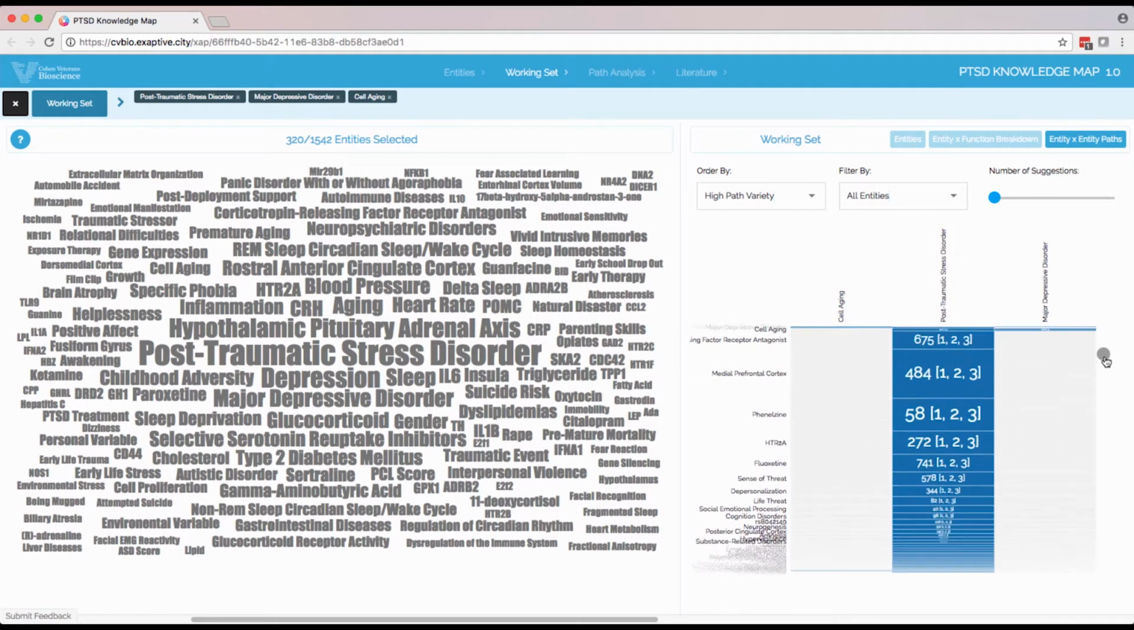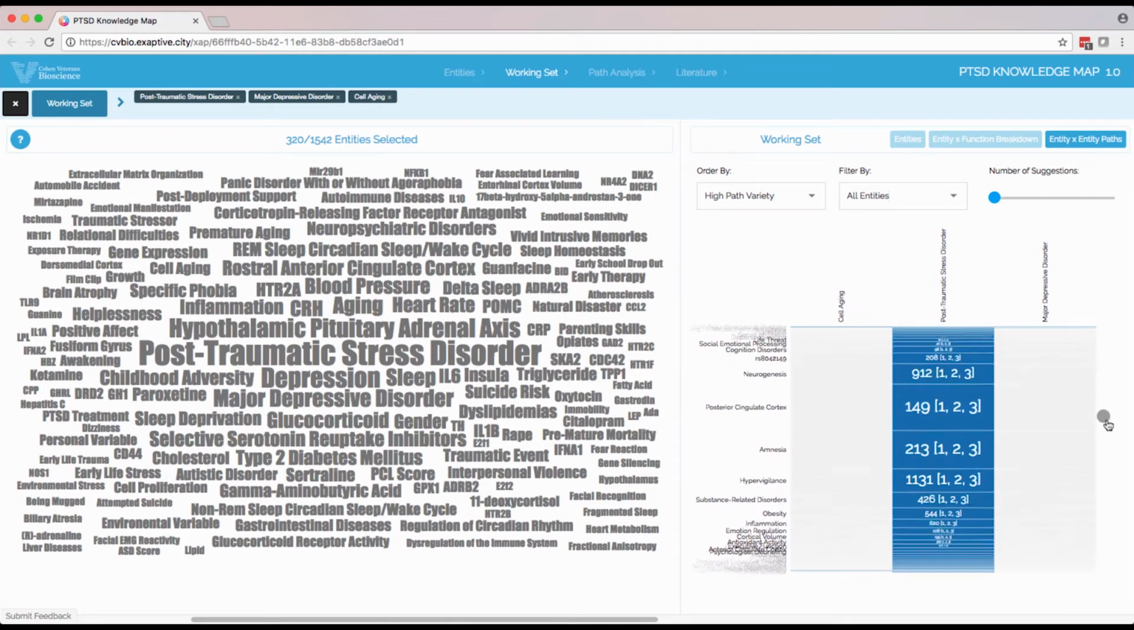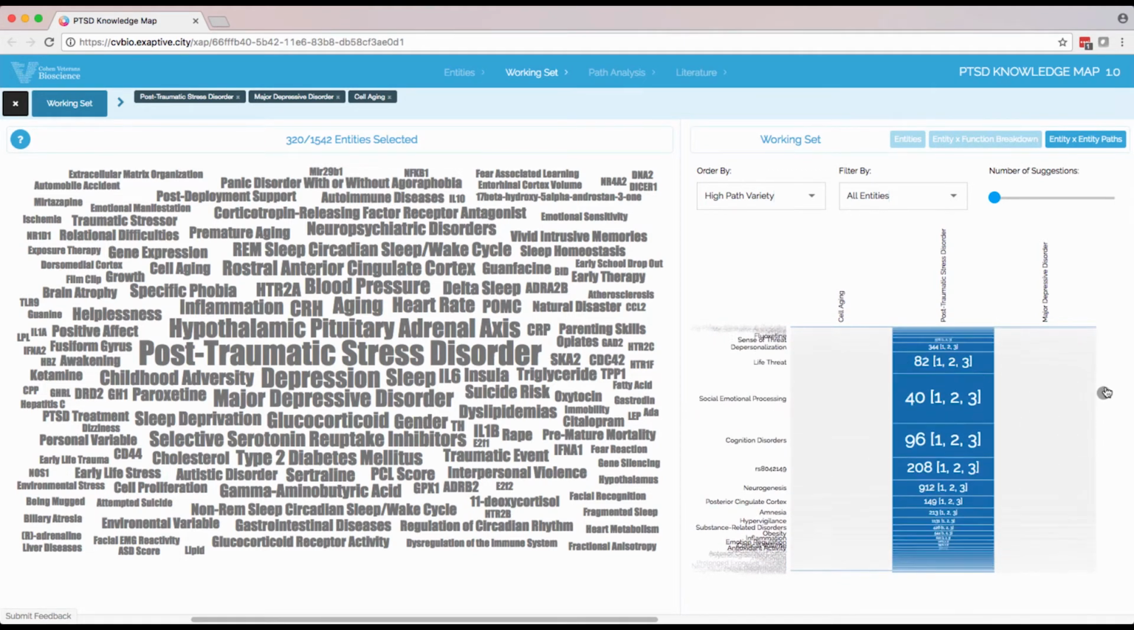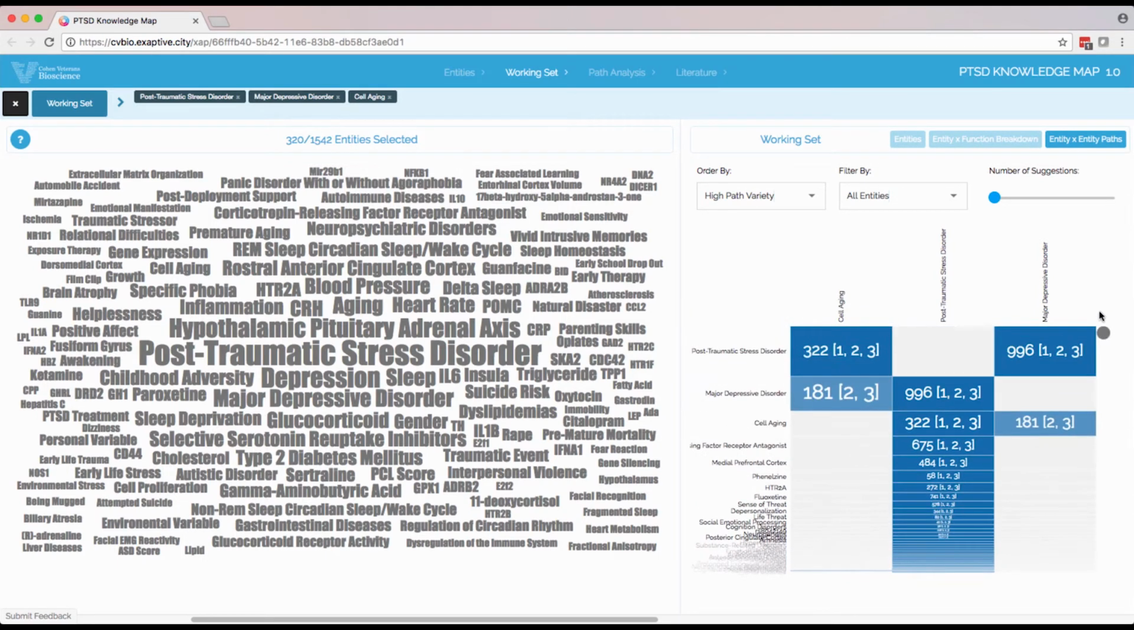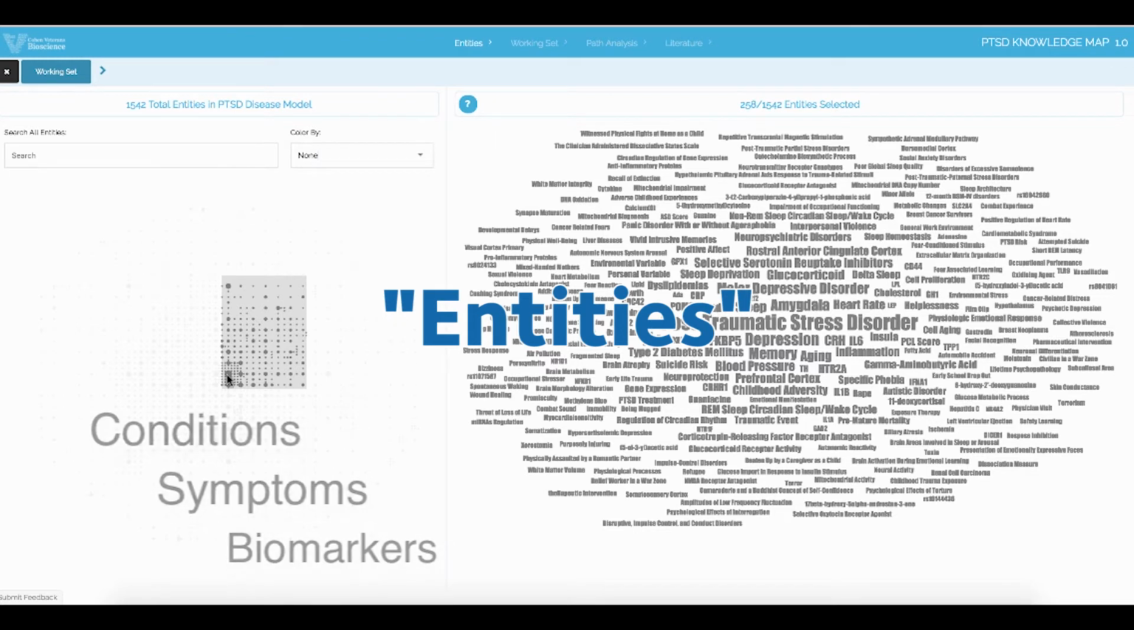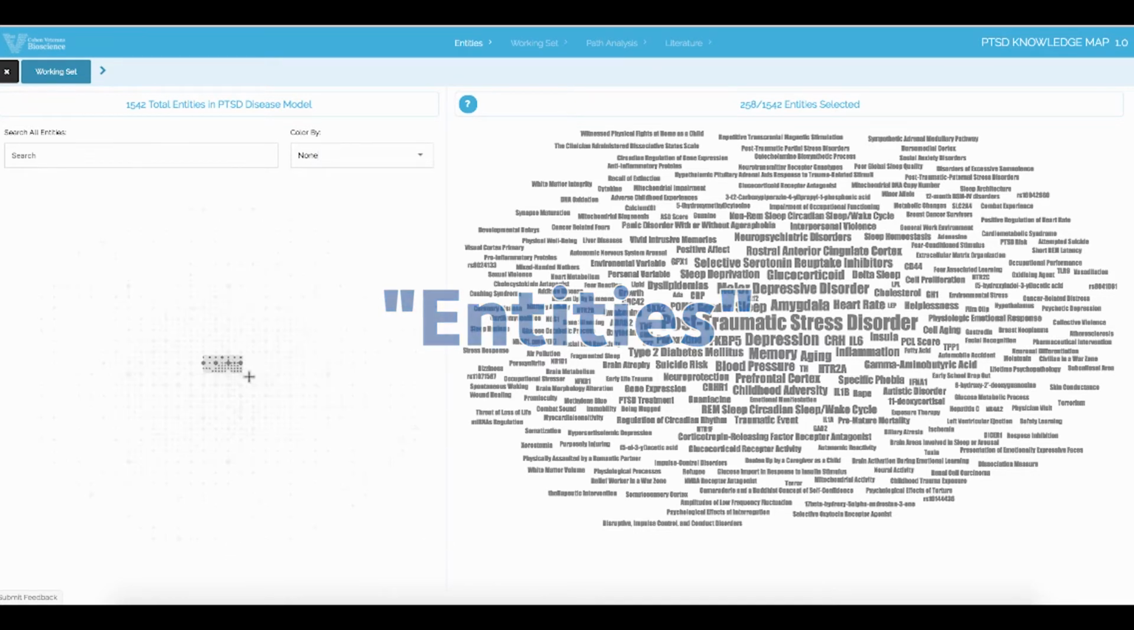Because there is a wealth of data to retrieve from a research paper, and the information can be about everything from concepts to proteins, we've decided to call the important things pulled from the literature entities. An entity can be a condition, a biomarker, a gene, a factor, something important that is relevant to PTSD.